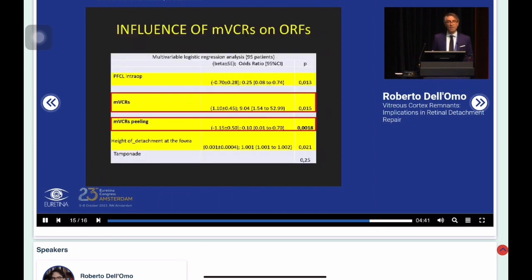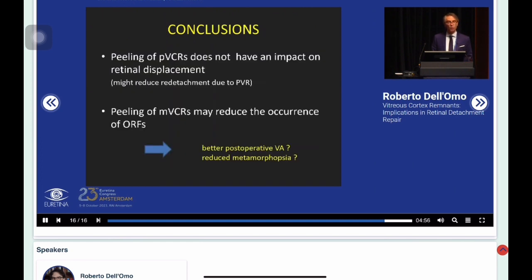And also putting several factors together in a multivariable logistic regression analysis, we found that both the presence of macular VCRs and their removal were significantly associated with the presence of outer retinal folds. So in conclusion, peeling of peripheral VCR does not have an impact on retinal displacement, but might reduce the redetachment rate due to PVR, and peeling of macular VCR may reduce the occurrence of outer retinal folds. We don't know if this can reduce the post-op metamorphopsia or increase the post-op visual acuity.